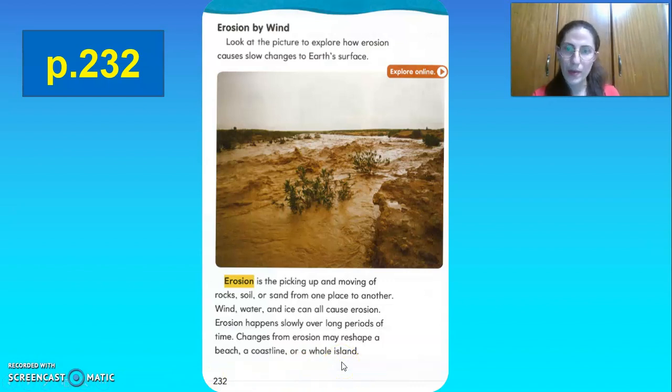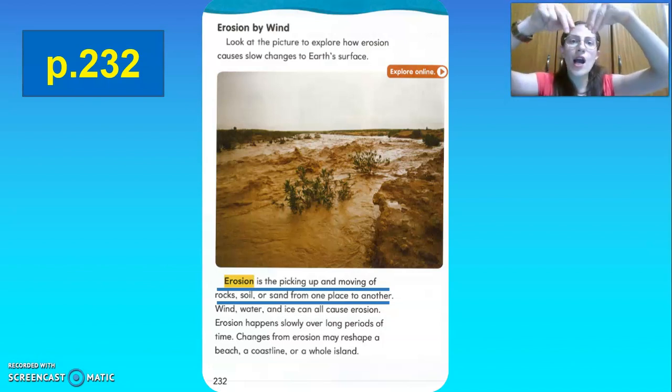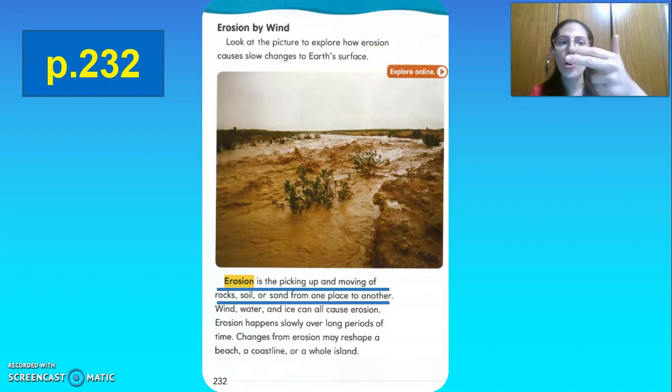So we pick up our pencil and we underline. Erosion is the picking up and moving of rocks, soil, or sand from one place to another. So one more time, what is erosion? Erosion is the picking up and moving of rocks, soil, or sand from one place to another.